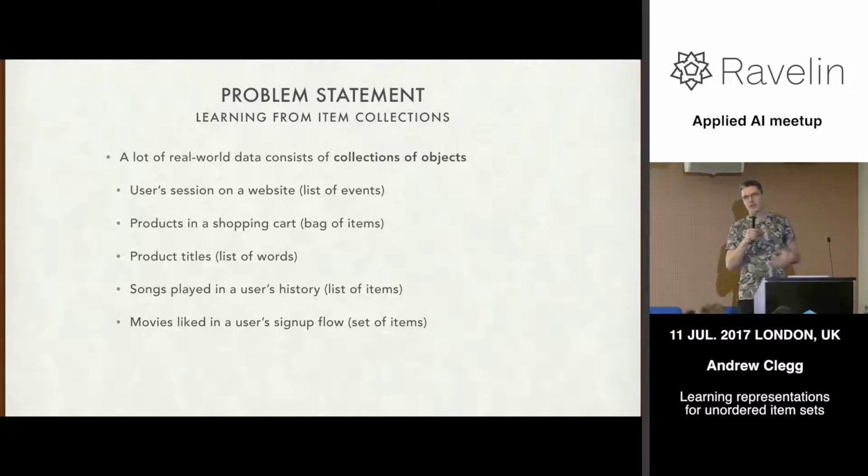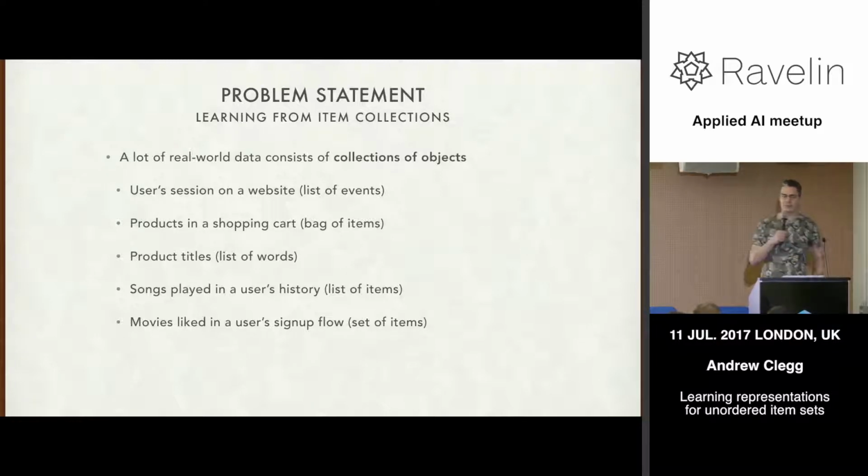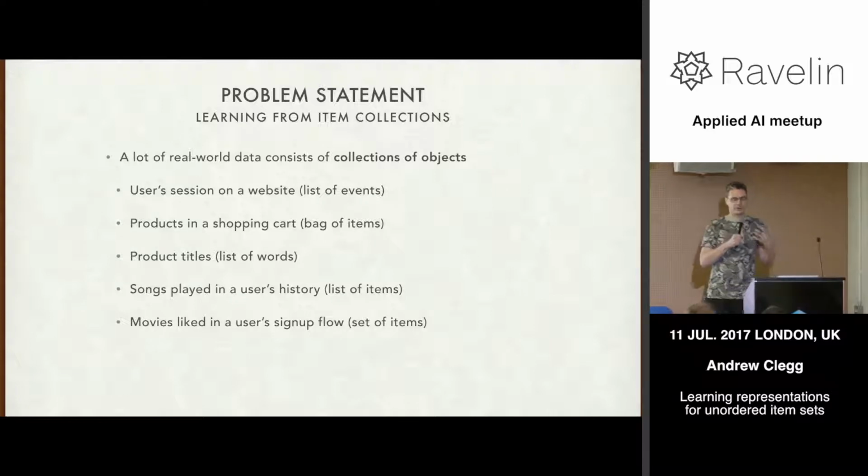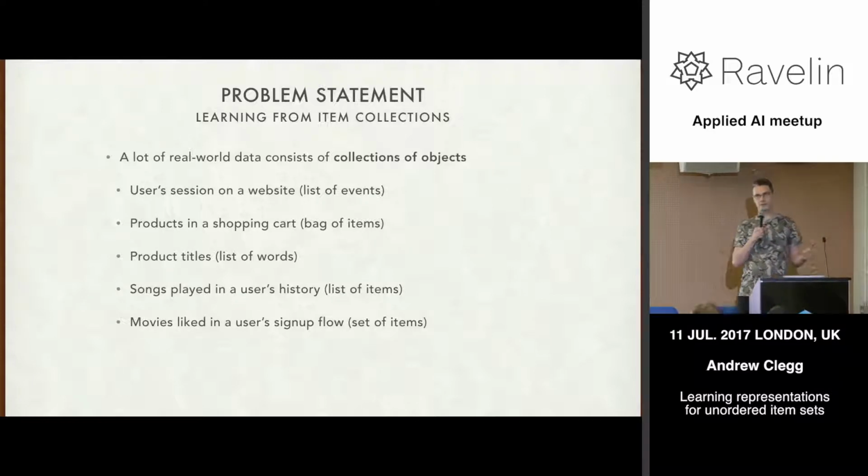So, for example, a user's visit to a website can be thought of as a list of individual events, which is ordered, right? The products in a shopping cart can be considered like a bag of items. The words in a product's title is a list of words, right? The songs in a user's listening history, if you're doing music streaming, that's an ordered list of items. And the movies in a user's sign-up flow is a set of items.